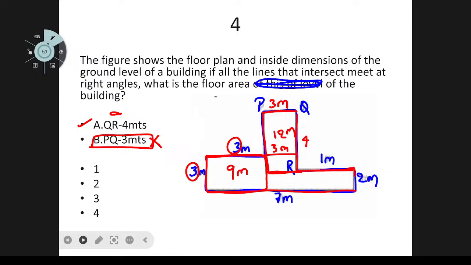Next, what about this one? This is 2 meters. And this is equal to 1 plus 3. This is 1 and this is 3. So 4 into 2, this is 8 meters. So overall, if I add all this, that is the total area. And how can I get it? By using the first statement. The second statement was irrelevant. It's not necessary.